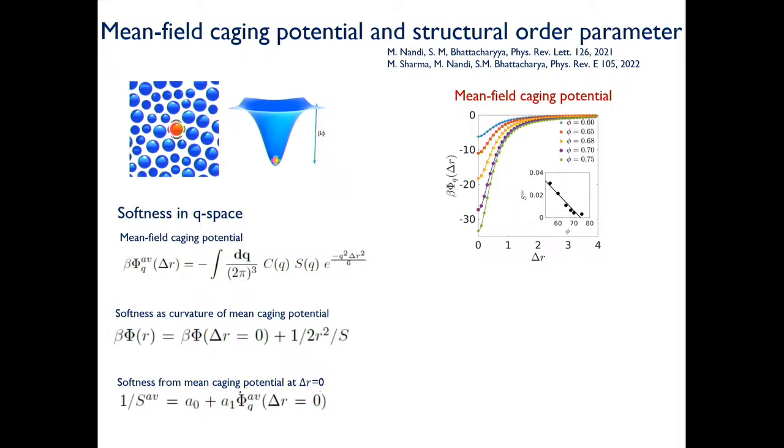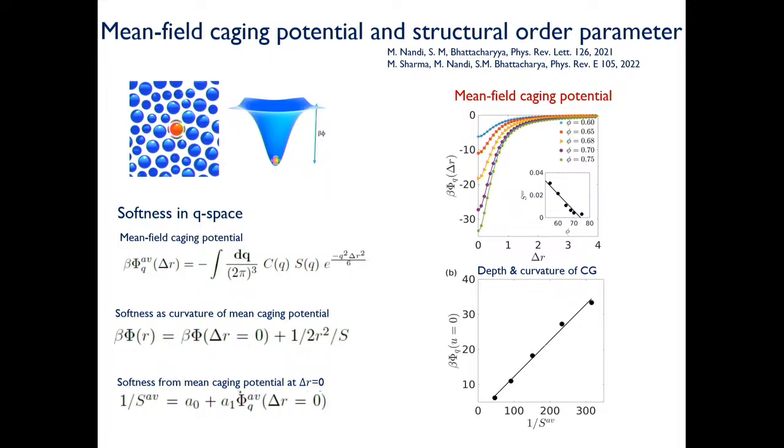Okay, so let me use the word softness so that it is easy to understand. We are looking at 1 over the stiffness, the inverse of the stiffness, which is the softness. So S is essentially the softness, but this is not based on a machine learning technique, it is based on the caging potential. The softness is derived from the caging potential, and one can show that one can extract the curvature and also the depth of the potential.